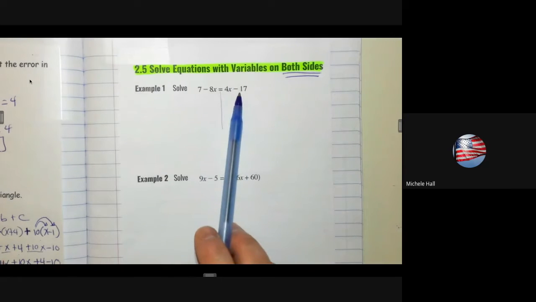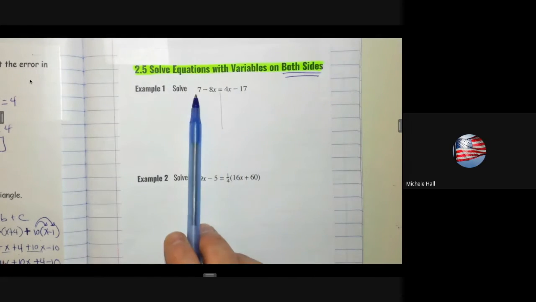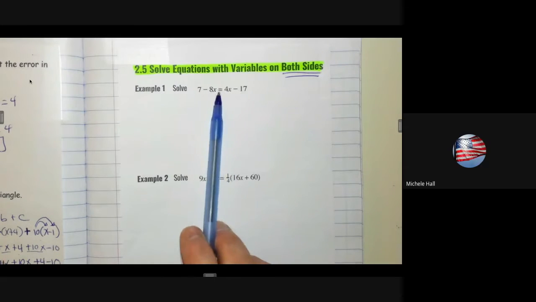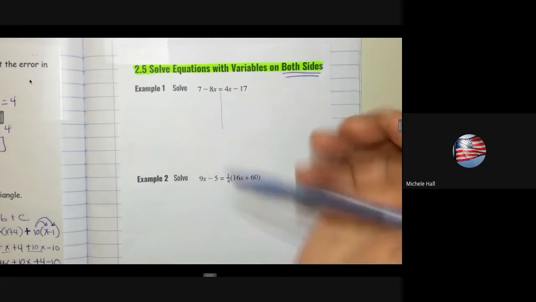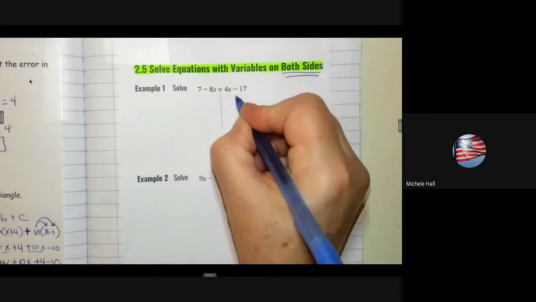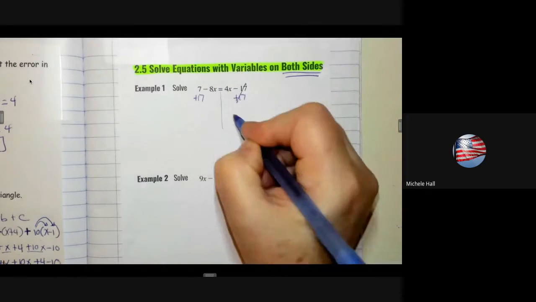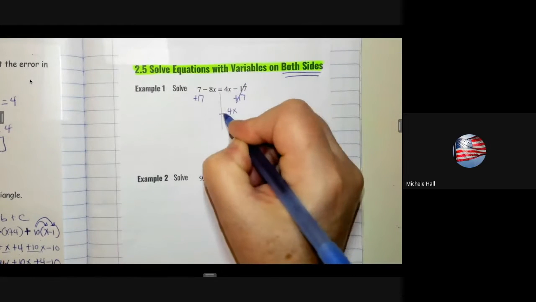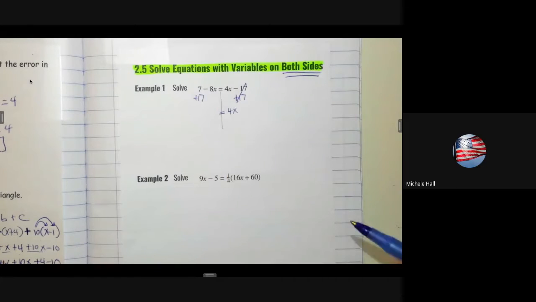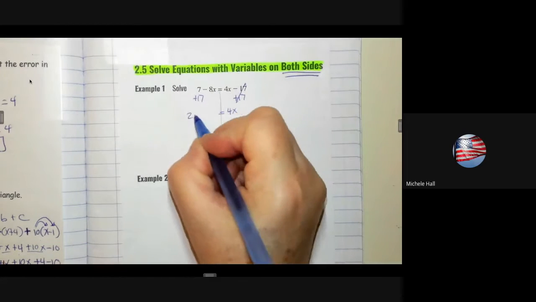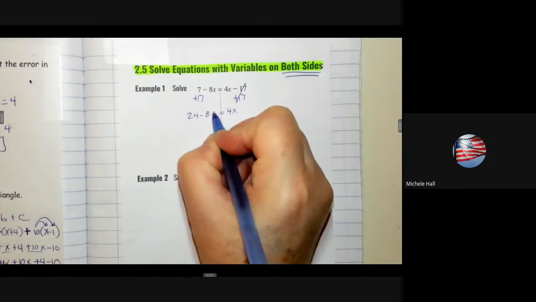Let's start by shifting the -17 over to the 7. Well, how would I move that across the equal sign? I do the opposite. The opposite of -17 is +17. And those cancel, and we have 4x equals 7 plus 17 is 24 minus 8x.